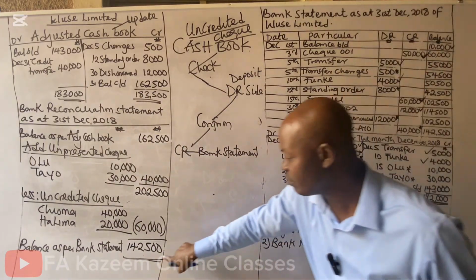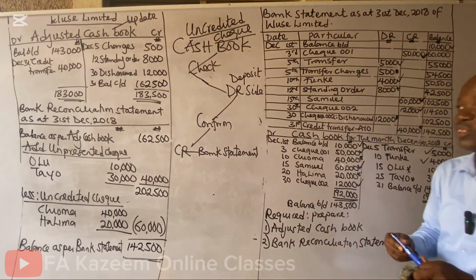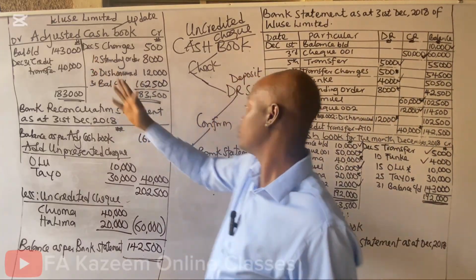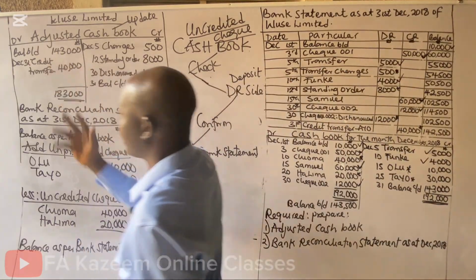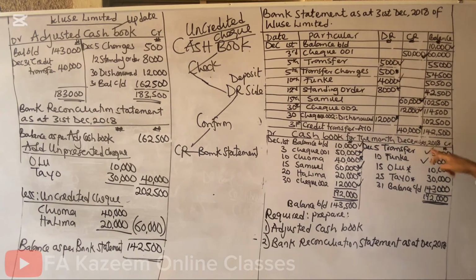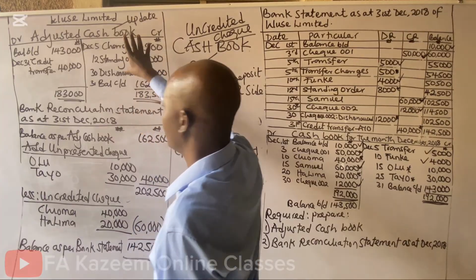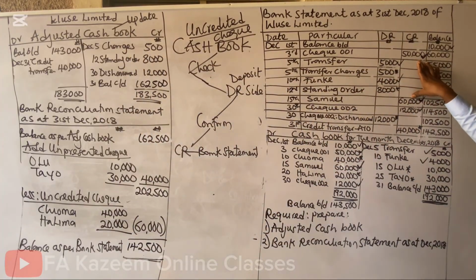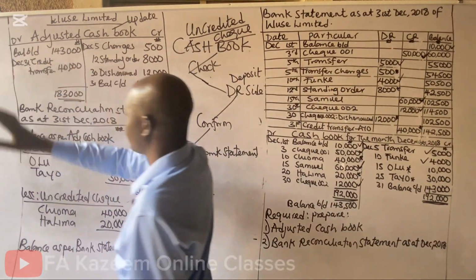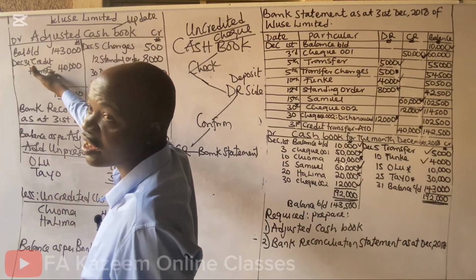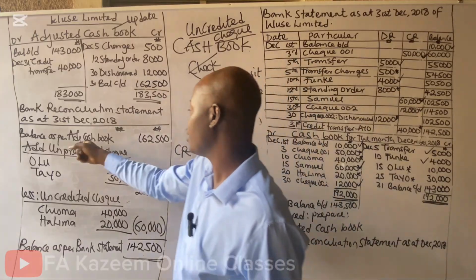Once you are able to have the figure in the bank statement, it shows your solution is correct. What we have done is to prepare the adjusted cash book. When we are preparing the adjusted cash book, we start with the balance, which is 143,000. After that, we check the bank statement and confirm on the credit side. Any item that is not there, we update it on the credit side of the adjusted cash book. We check the credit side of the bank statement, and any item that is not on the debit side as confirmed will be updated on the debit side of the adjusted cash book. We have the debit side of the adjusted cash book minus the credit side. We have 162,500, and that is balance as per adjusted cash book.